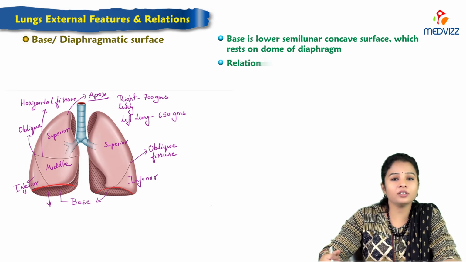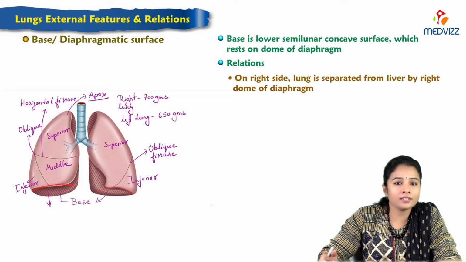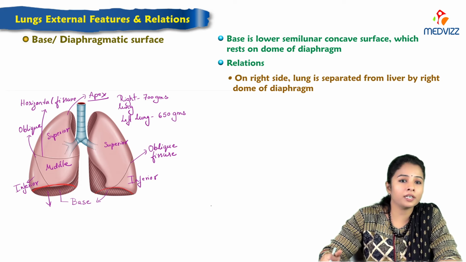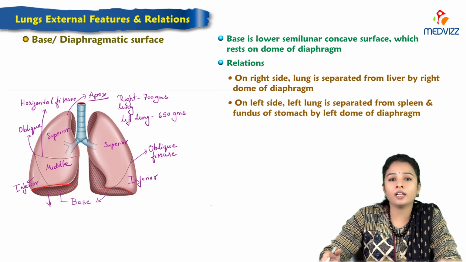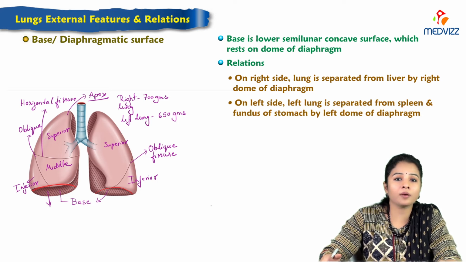So coming to the relations, on the right side, the lung is separated from the liver by the right dome of the diaphragm, and on the left side, the left lung is separated from the spleen and fundus of the stomach by the left dome of the diaphragm.